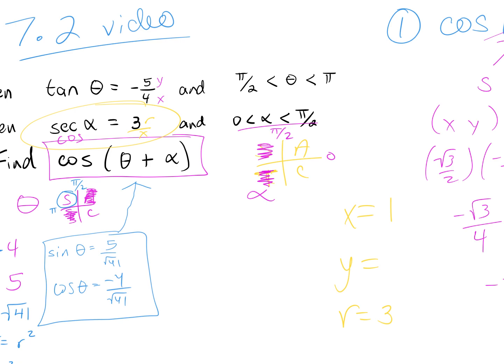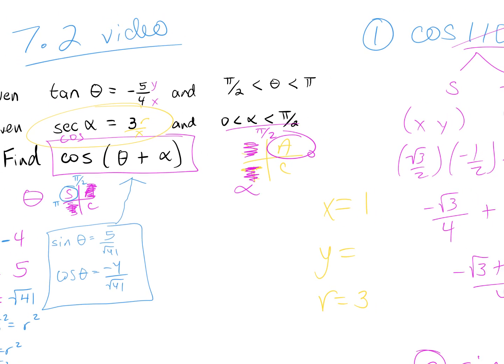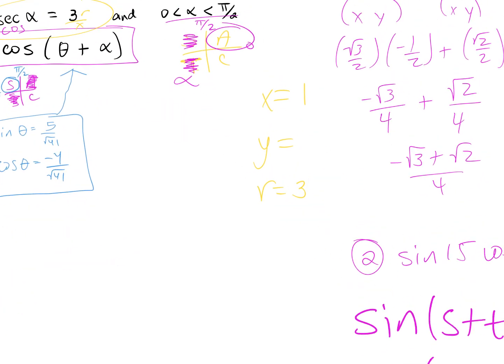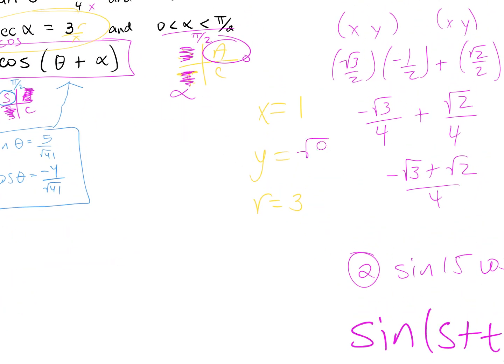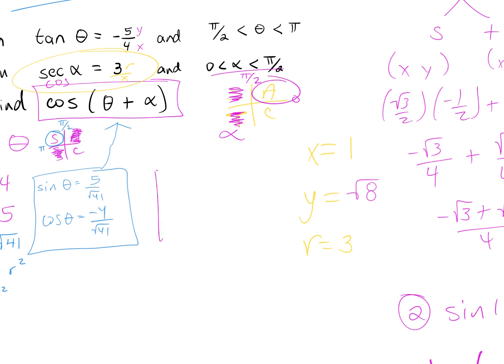So where is this angle? In quadrant 1. So what do you know about the x and the y value? They're both positive. So now when you find this, it ends up being the square root of 8. Just x squared plus y squared equals r squared. It equals 8. The square root of 8. Just leave it. We're wasting a lot of time on this problem.